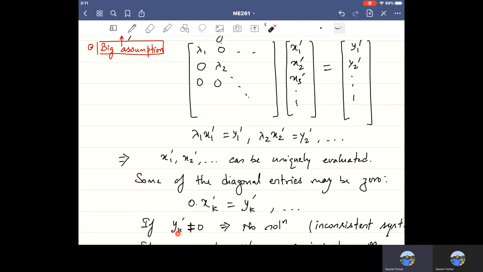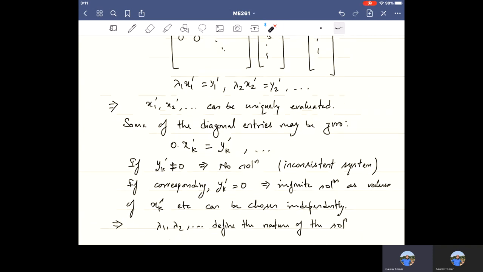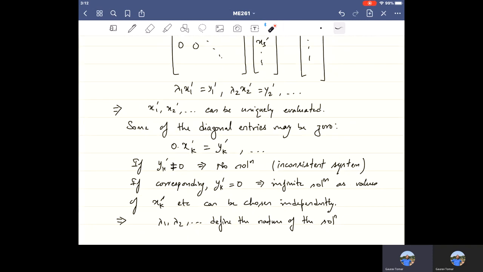If it turns out that one of these yks belonging to this set of equations is non-zero, then you will say there is no solution. Of course, this is an inconsistent system. That's what it would mean. But if the corresponding yks are 0, then you have infinite solutions, which just means that for the remaining xk values, you can choose any value and it will be perfectly okay. And these non-zero lambda 1 to lambda n define the particular solution.